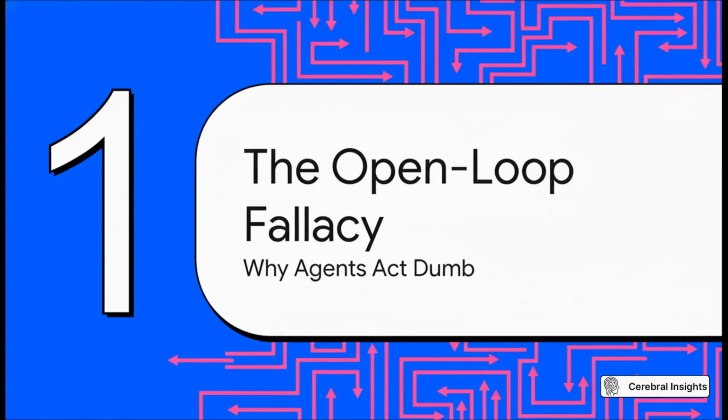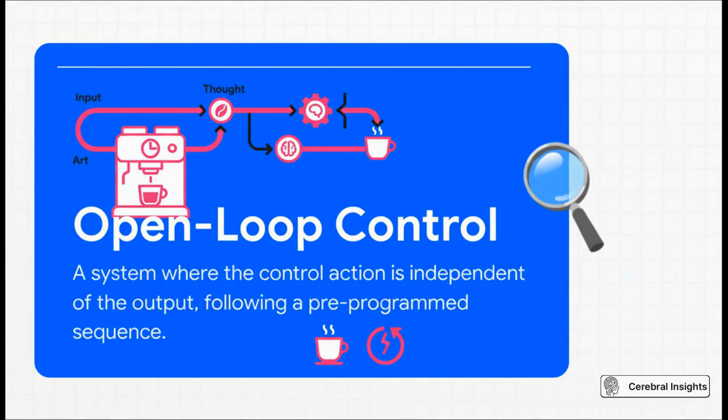All right, so let's start by unpacking the core problem. We need to talk about why these agent loops can look so incredibly smart in a demo, but then act so, well, dumb when you let them loose. It all comes down to a trap known as the open loop fallacy. And this is really the main reason why that brilliant demo agent becomes so unpredictable and just plain unreliable in the real world. So what exactly is open loop control?